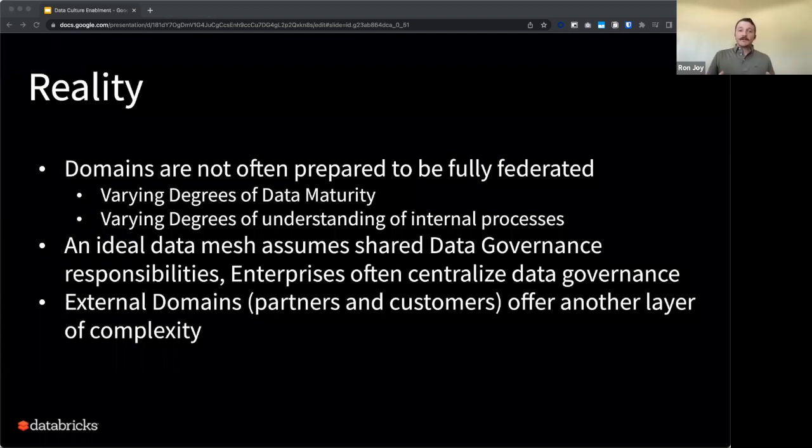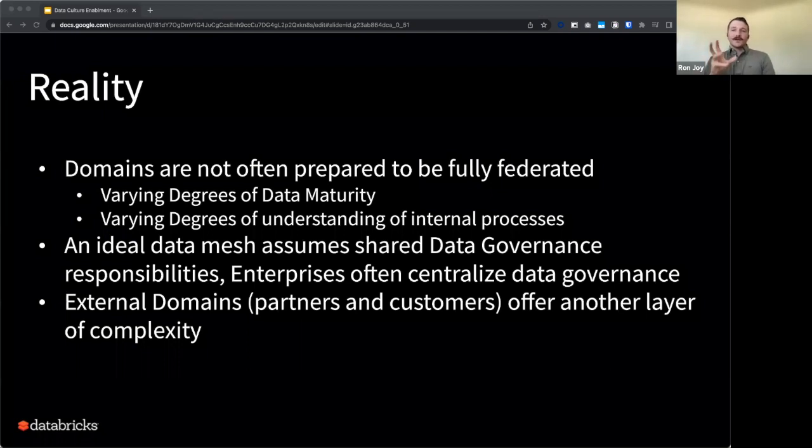So an ideal data mesh assumes shared data governance responsibilities. All of these data governance responsibilities are shared in each domain, but enterprises often centralize that data governance piece. Going back to my slide earlier, governance and platform pieces are often centralized a little bit, right? What is the one source of truth for your data governance? Typically, that's a centralized location, but sometimes there is splitting and splintering in various domains who have some decentralized control over data governance.